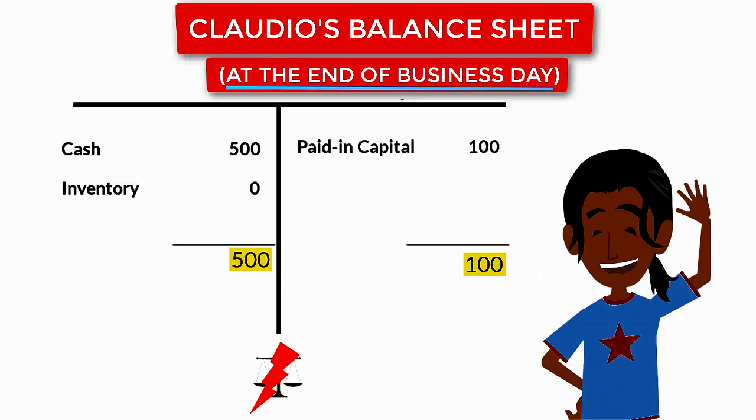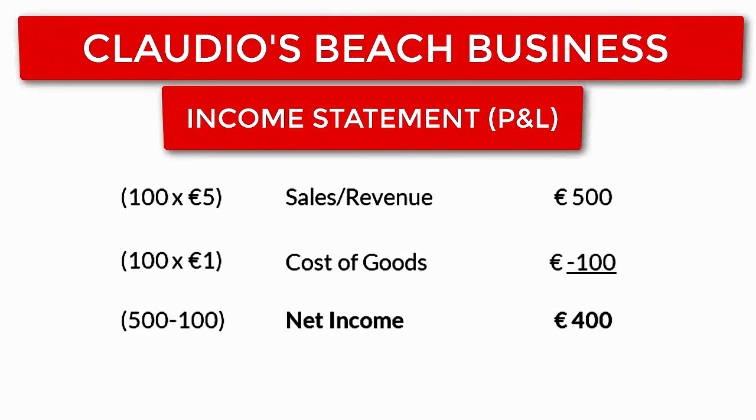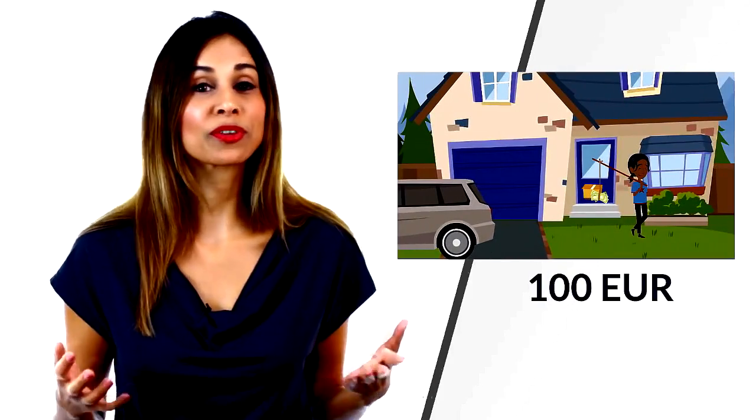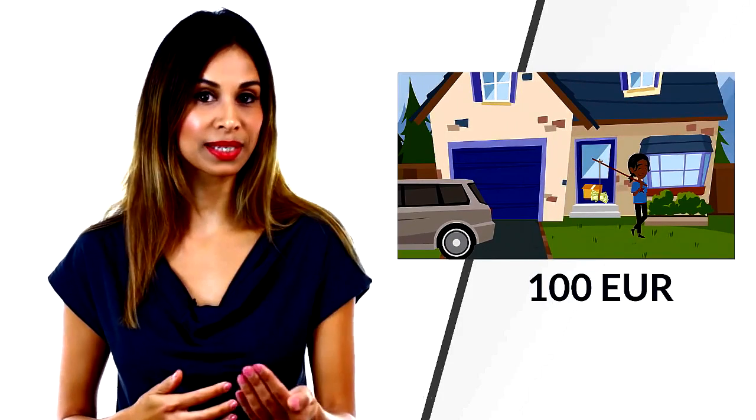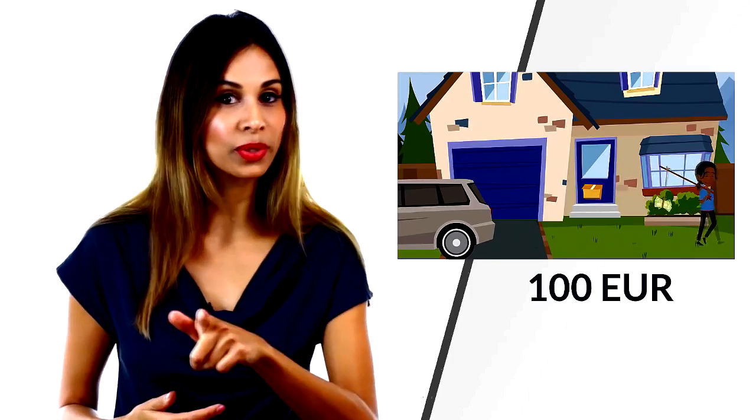So what's wrong here? The missing component is the profit he made during the day. If we go back to the income statement, we see that Claudio's net income was 400 euros. This will be added to equity. Why? Because due to his successful business, he made the business more valuable. When he started out the day, it was worth only 100 euros, which was the money he put into the business when he walked out the door.